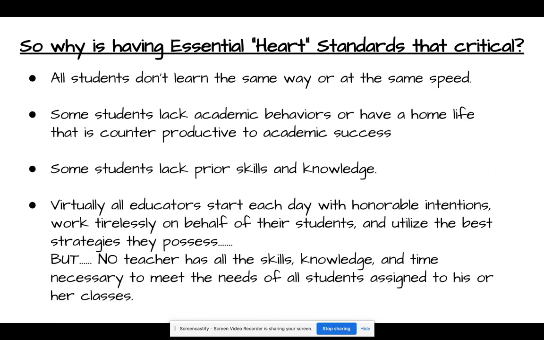Another reason that we need essential HEART standards is that all students don't learn in the same way. Some students lack the academic behaviors, you all know that, or have a home life that's counterproductive to academic success. You know that as well. Some students lack prior skills and knowledge, which is a big caveat.